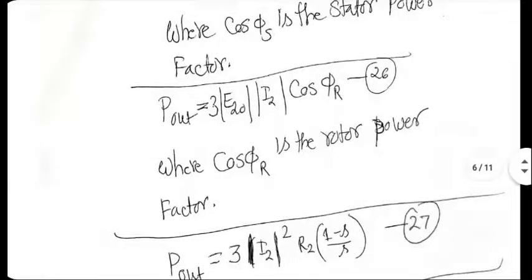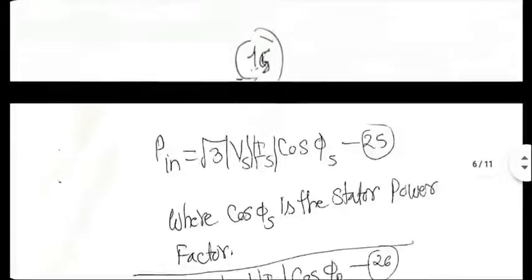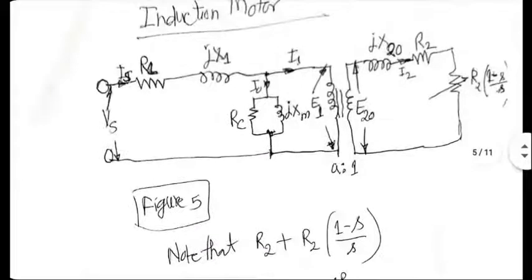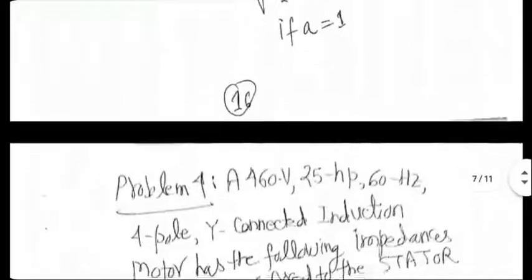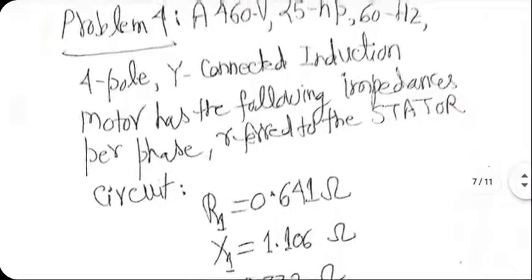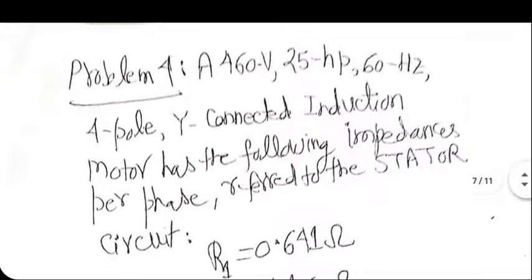Yeah, okay. You can easily work out these equations, I'm sure. These are just details. Theory is not changing now. All these equations are from the equivalent circuit itself. And I'm using this equivalent circuit now, not the previous one. Now, this is a very interesting problem, and I think it's going to need the application of the equivalent circuit. A 460 volt, 20 horsepower, 60 hertz, 4 pole Y connected induction motor has the following impedances per phase referred to the stator circuit.